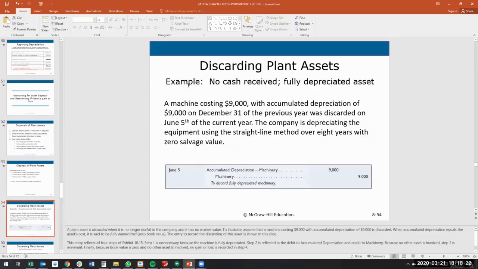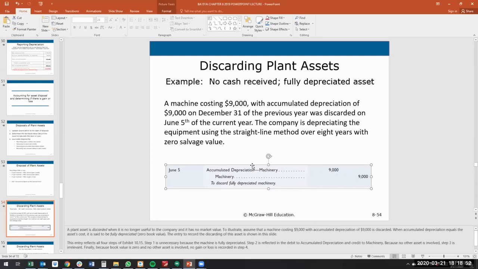So if we discard it, let's say that no cash was received and we're just throwing an asset away because it was fully used and it's no longer usable. It's just a book reclass. So we have debit accumulated depreciation and credit machinery on our books. If you think about it on the financial statement itself, there's really going to be no change because this is already going to be presented at zero net. The gross amount would be different, but it's going to be zero net because this machinery was already fully amortized.